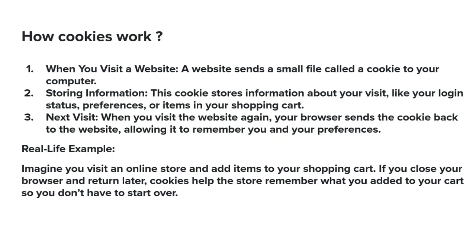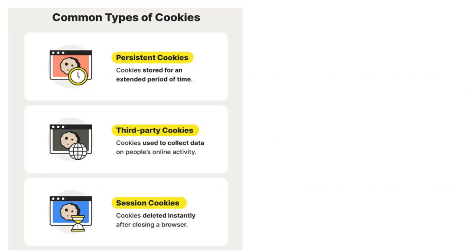Another example: imagine we visit any online store and we have added items to the shopping cart. If you close your browser and return later, cookies will still help to store and remember what we have added in the cart. So we don't have to search for the product again and add the same product to the cart. It will automatically be added in the cart because that information was stored in the cookie. So that is the benefit of cookies, and that is what cookies are used for.